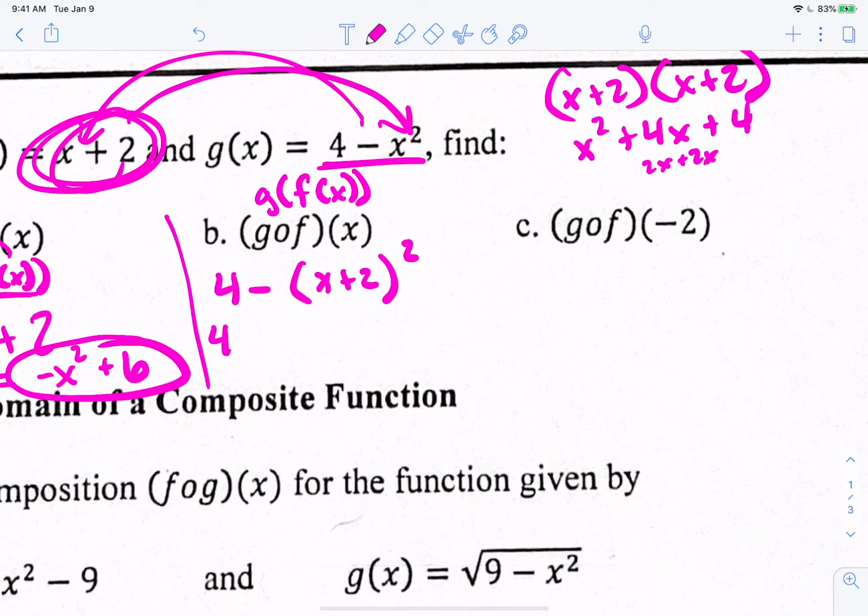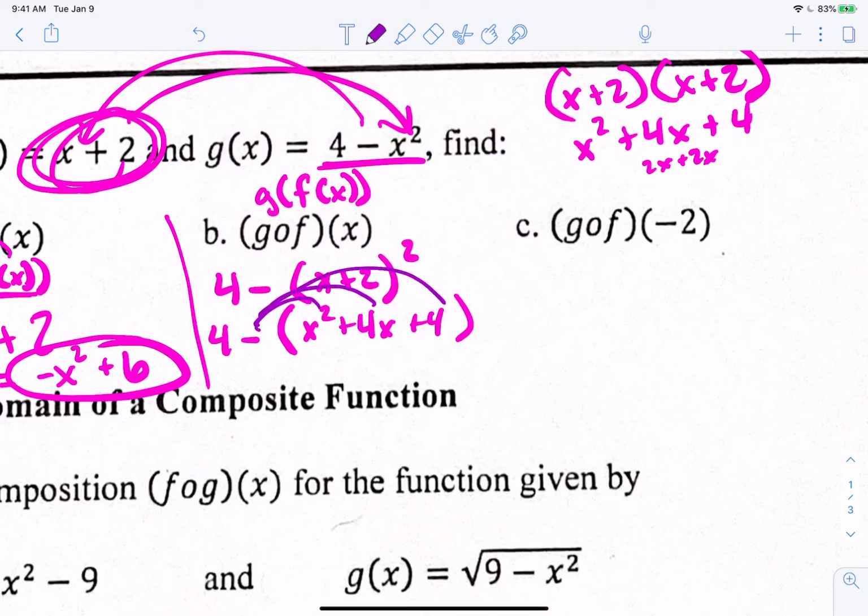All right? 4 minus. Now be careful when you're doing this because we still have that x squared plus 4x plus 4 in parentheses. And then we have to distribute the negative, right? That negative goes for everything. So 4 minus x squared, minus 4x minus 4. The 4's can cancel out. That's a lot of 4's. This 4 can cancel with the negative 4. So it's just negative x squared minus 4x.